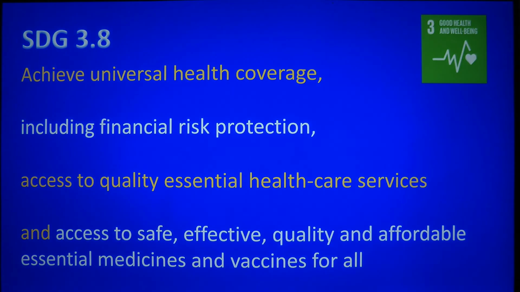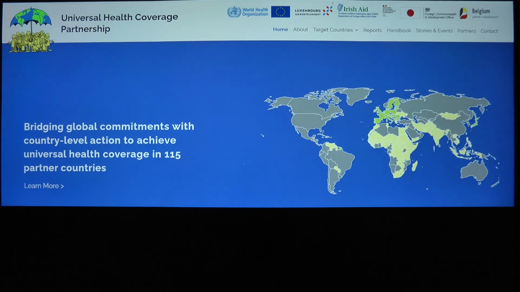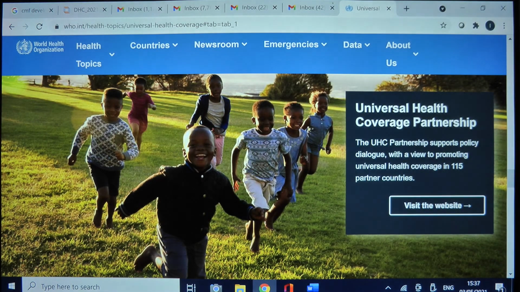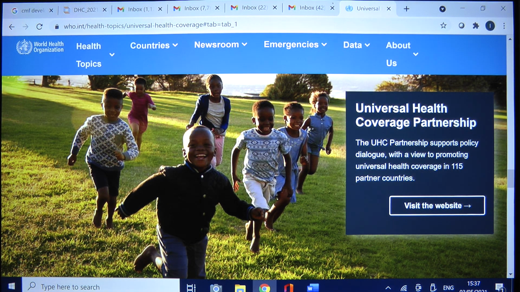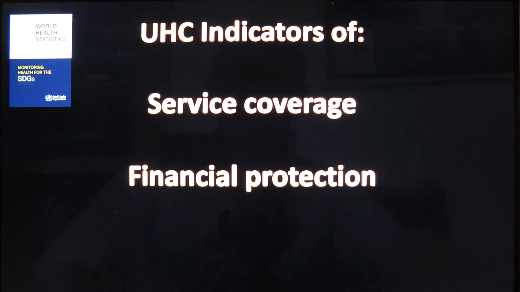So one of the responses of the international community in the Sustainable Development Goals is towards universal health coverage, including financial risk protection. And that is measured by access to quality healthcare services and to essential medicines and vaccines. The World Health Organization, in conjunction with other agencies and countries, have formed a universal health coverage partnership. And this is seeking to help 115 particular countries towards universal health coverage. The indicators being how much service coverage is achieved and what levels of financial protection are put in place.